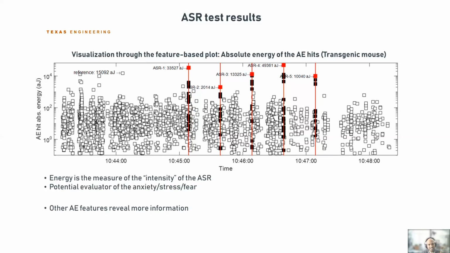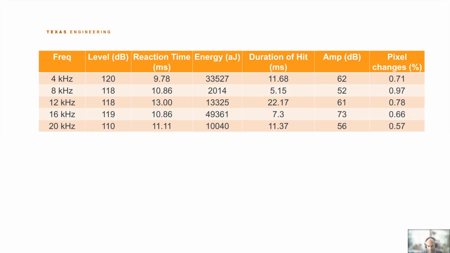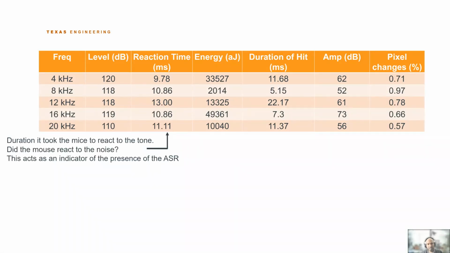But similarly, you can measure other features as well, and each feature reveals a certain factor of the physical reaction. For instance, we believe the energy associated with the startle response could be an indication of anxiety-like states, or the stressful states of the animal. Here are the values of the other features for the acoustic startle test. Other features reveal other things.